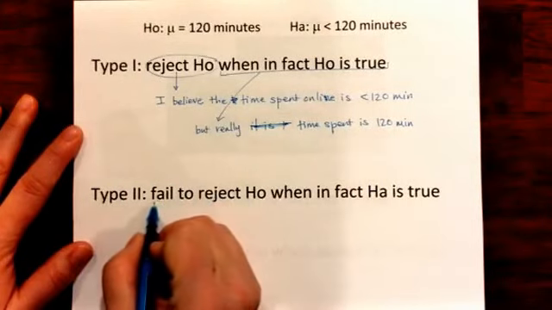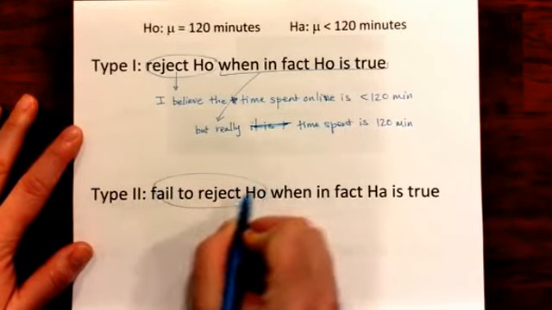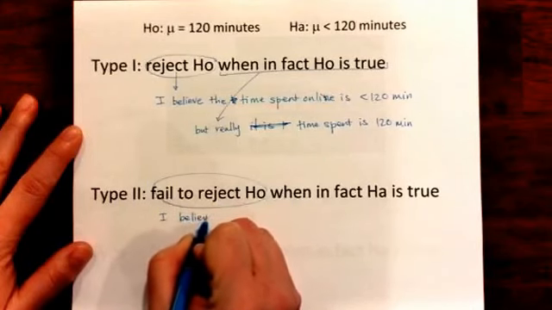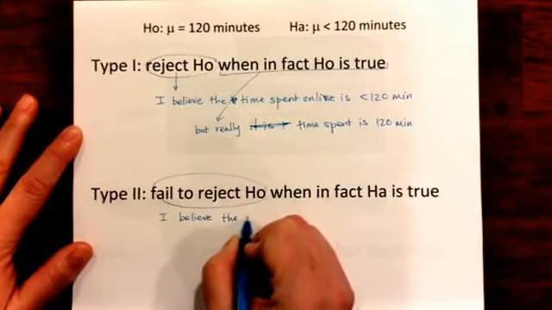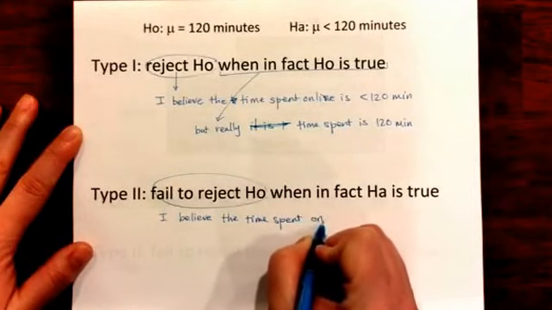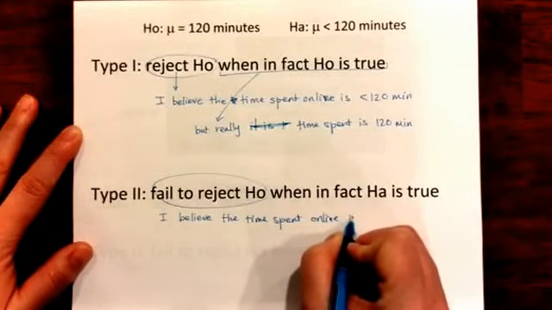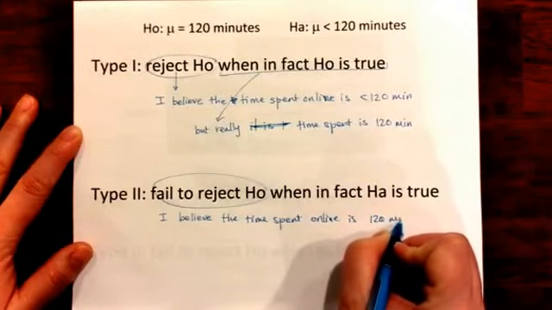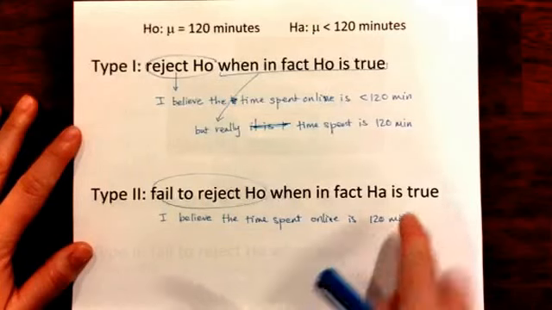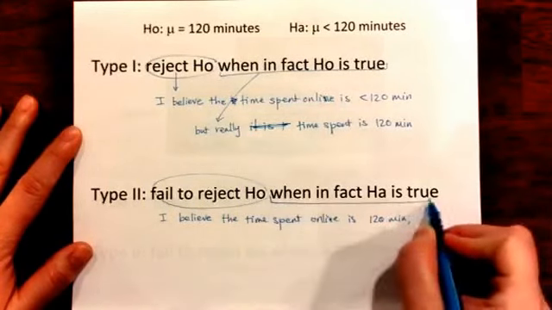Okay, let's look at this one. A type 2 error is where you fail to reject H naught. So I believe the time spent online is 120 minutes. Okay, so that's what you thought after you did your Z-test, that's what you got. But then somehow you found information about the truth.